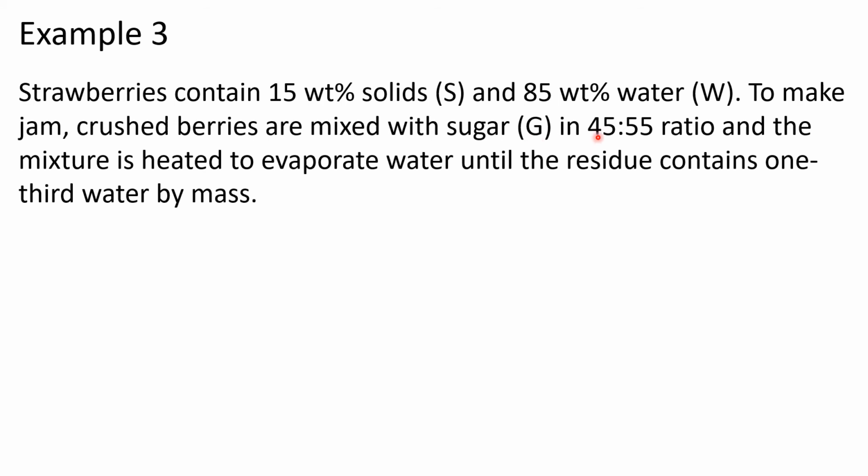Now the berries and the sugar are mixed in a ratio of 45 to 55. So 45 grams of berries will be mixed with 55 grams of sugar. Or you could think of this as 45 kilograms of berries are mixed with 55 kilograms of sugar. And then this mixture is heated, and as it's heated, water will evaporate and be removed until the residue, what's left behind, contains 1/3 water by mass. And it's this residue which will hopefully be our tasty jam.